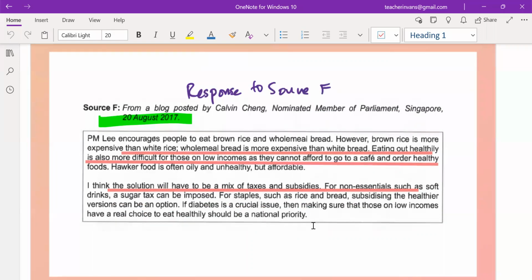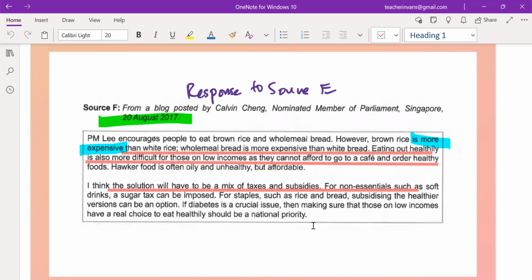And if you look very carefully, he says here that PME encourages people to eat brown rice and whole bread. However, it is true that healthier food is more expensive. So if you're going to ask the lower SES to eat healthier, then you need to make sure that healthy food is equally cheap. That is why people eat nonsense, because it's just cheap, and not only cheap, it is also delicious, correct?